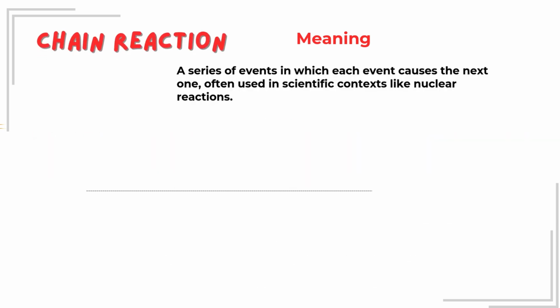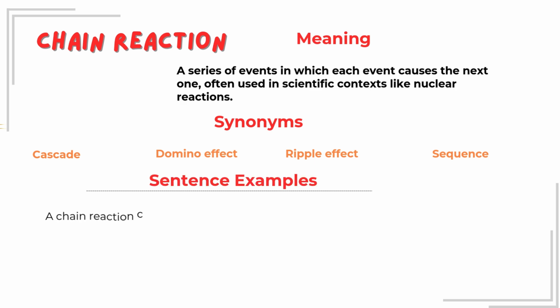Chain reaction. A series of events in which each event causes the next one, often used in scientific contexts like nuclear reactions. Cascade. Domino effect. Ripple effect. Sequence. A chain reaction can occur in nuclear reactions, leading to significant energy release.